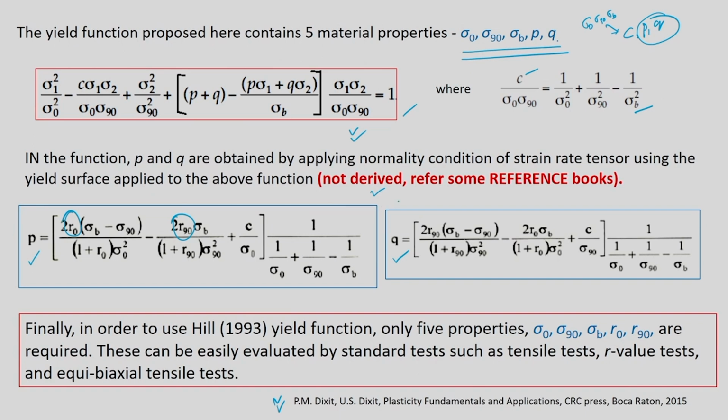Again, P and Q equations are also available for us, in which the only unknown things are R0 or R90, which also can be obtained. So finally we can say that in order to use the Hill 1993 yield function, only 5 properties are required: sigma 0, sigma 90, sigma B, which are already there. Now P and Q, instead of that you need to get R0 or R90, which are easily available. How do you get them? You can do a tensile test, you can do an R value test, and you can do an equibiaxial tension test.